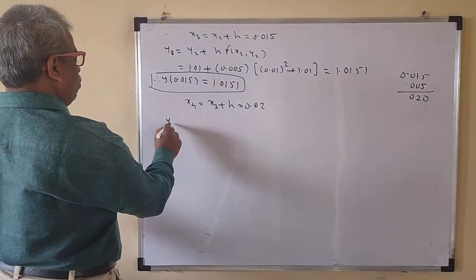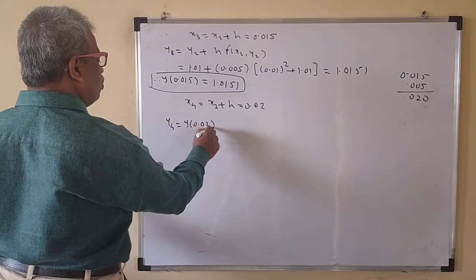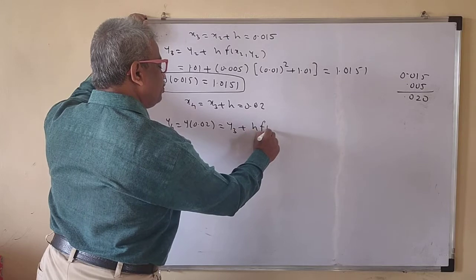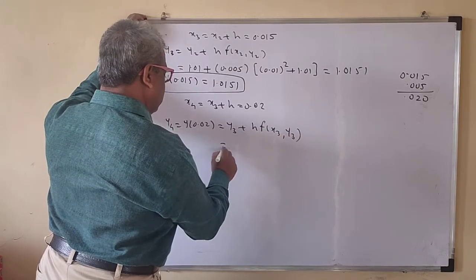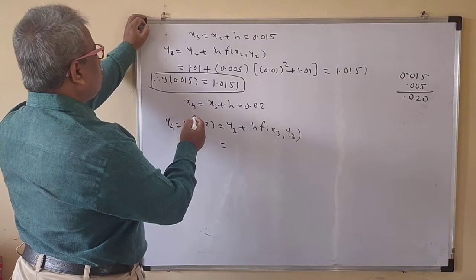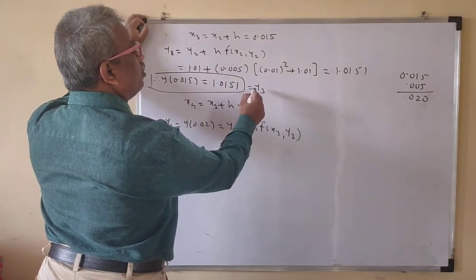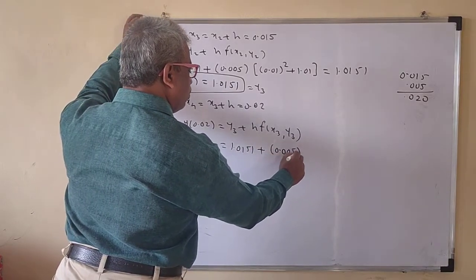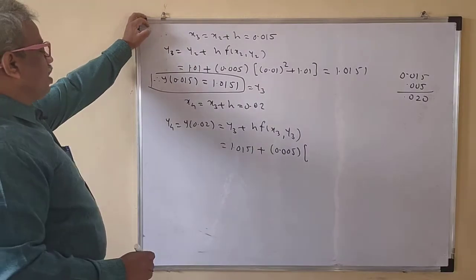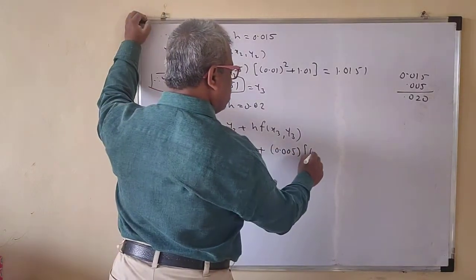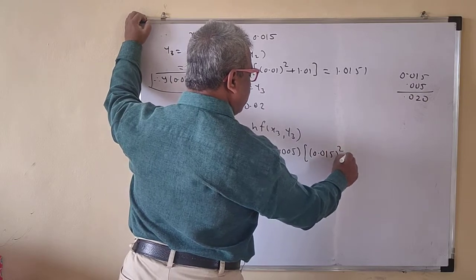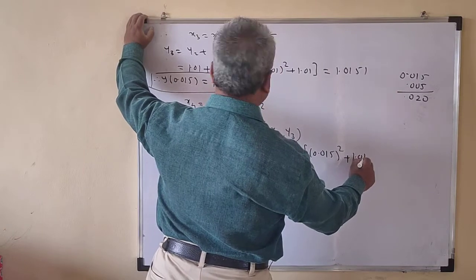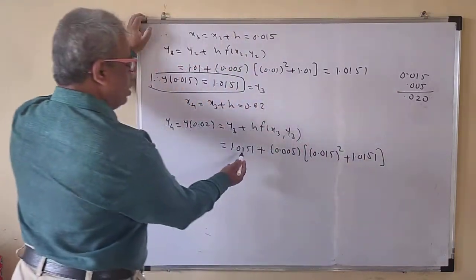Okay. So y4 means y of 0.02. So this is y3 plus h times f of x3, y3. What is your y3? We have just calculated this, this is your y3: 1.0151 plus h, 0.005, times x3 square. What is your x3? It's 0.015 square plus your y3. What is your y3? 1.0151. Okay.